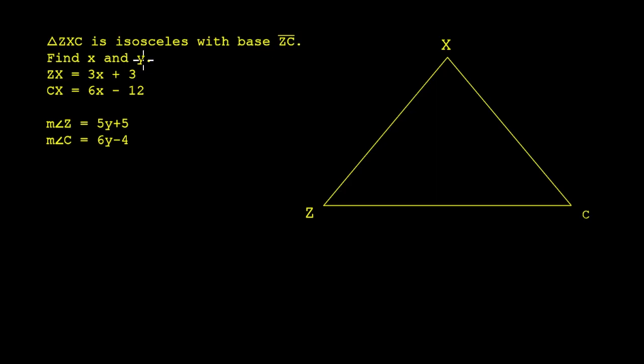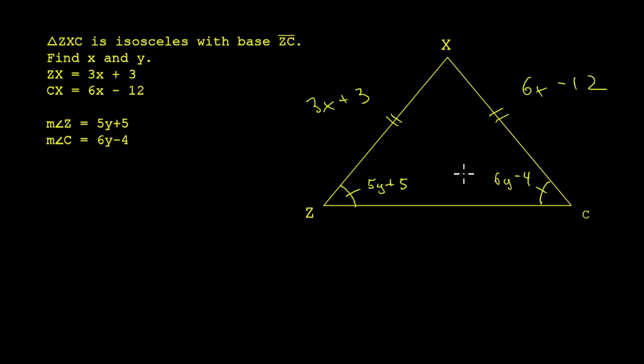Find x and y. So first thing, if we have an isosceles triangle with base ZC, that means angle Z is congruent to angle C, and ZX is congruent to XC. So if we have here ZX is 3x plus 3, and CX is 6x minus 12, then the measure of angle Z is 5y plus 5, and the measure of angle C is 6y minus 4. So we've got two unknowns, we'll need two equations.